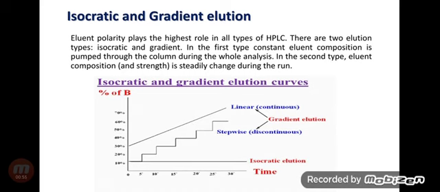So there are two types of elutions in HPLC: isocratic and gradient elution. Isocratic elution means constant composition is pumped through the column during the whole analysis. In the second type, the eluent composition steadily changes during the run. As you can see in the picture, isocratic elution requires constant composition while gradient elution requires changing composition during the run.